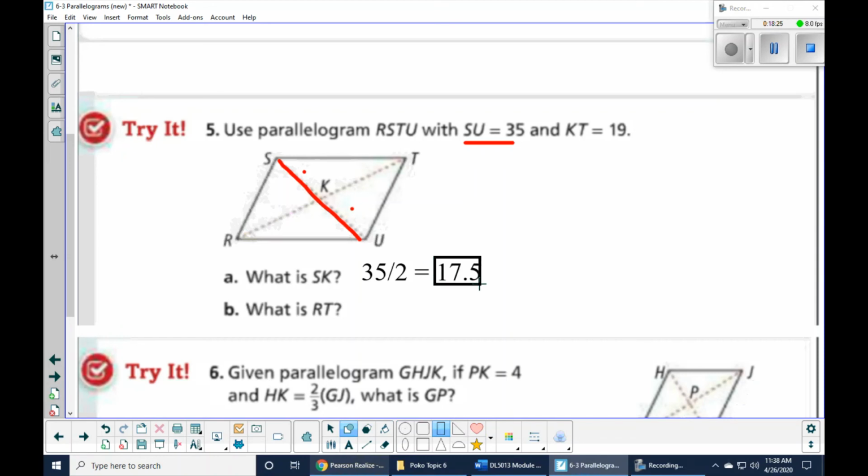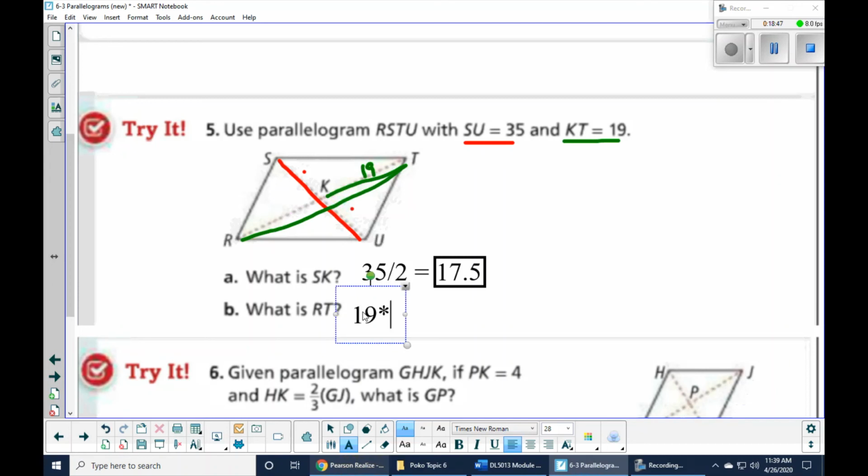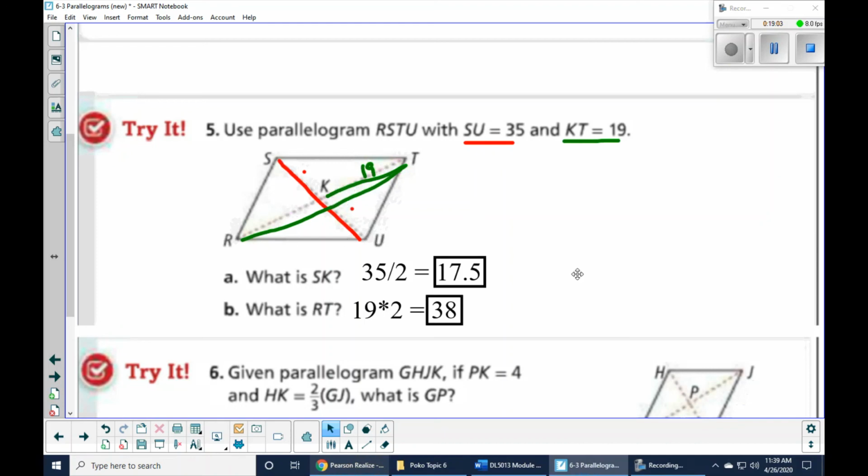Okay, now the second part, it wants to know what RT equals. Well, let's say KT is 19. KT right here is 19. So RT goes all the way across. So RT then is, we're going to take this 19 and double it. So 19 times 2, which is going to be 38 to get our final answer. Okay, so if they give you just one part, you need to double it to find the whole thing. If they give you the whole thing, you need to divide it by 2 to find each part.